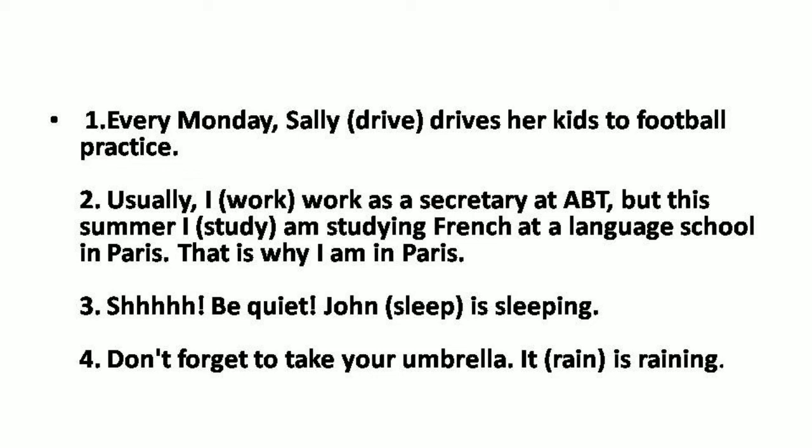In the third sentence, shh, be quiet, John dash, that means in brackets sleep. That becomes a temporary situation: John is sleeping there. Then the fourth sentence is "Don't forget to take your umbrella." That is given in simple present tense. It is an imperative sentence. "It dash rain" becomes "it is raining," that currently there is rain. So it is raining, given in present continuous tense.